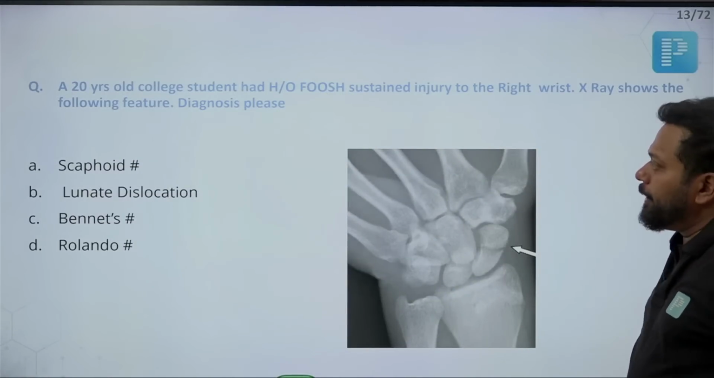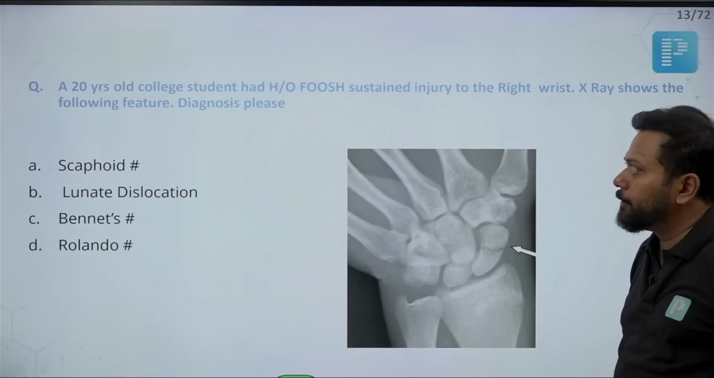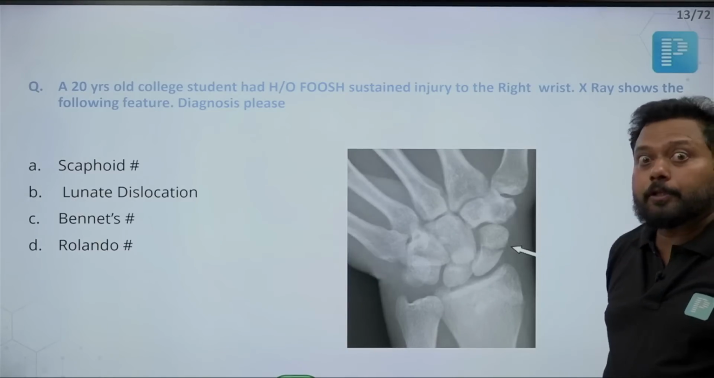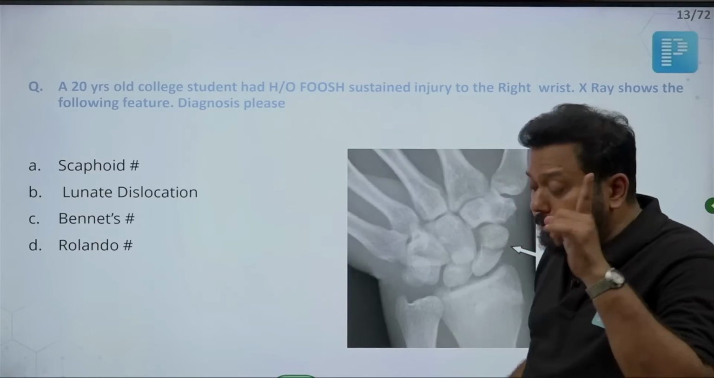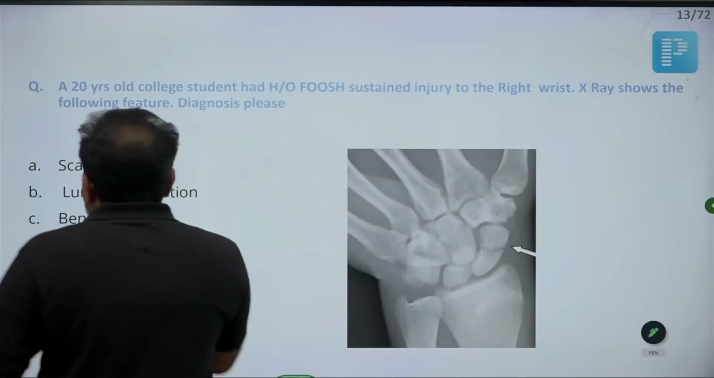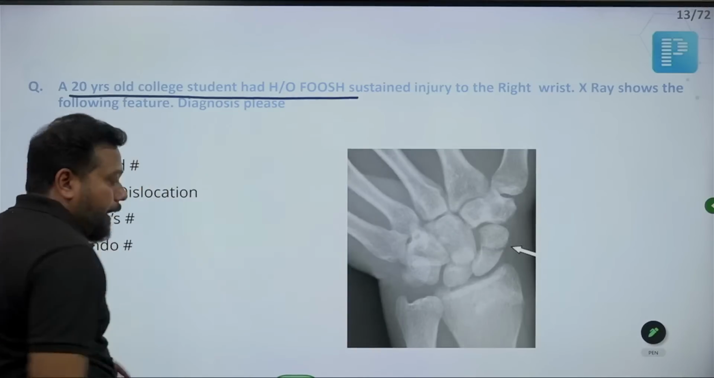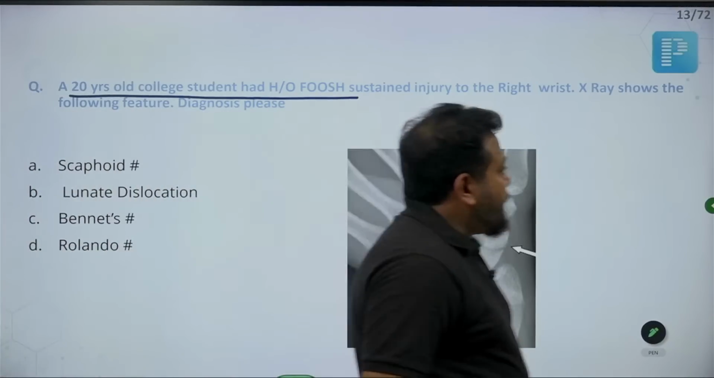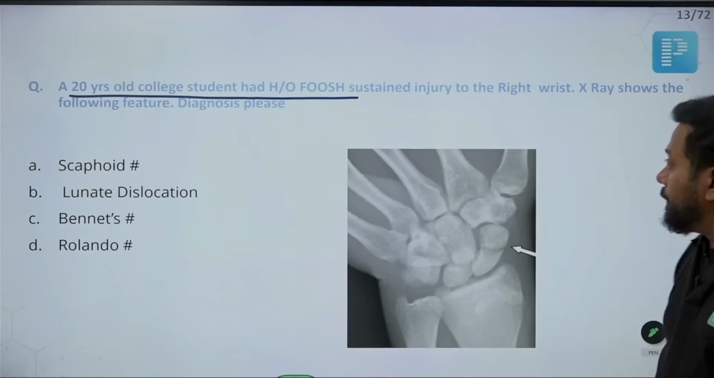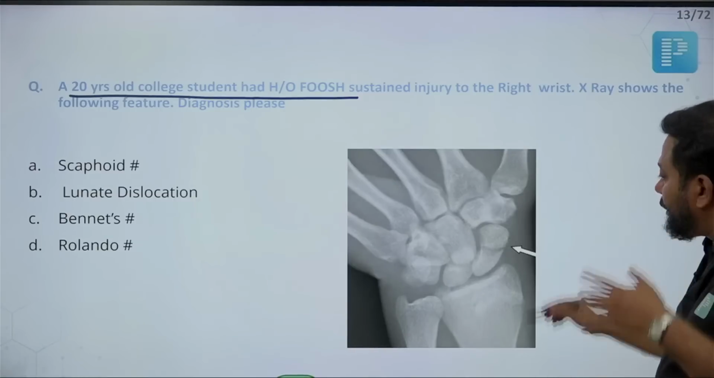A 20-year-old college student had a history of fall on outstretched hand. You look at the age group, you follow the age group, that's very important. He sustained injury to the right wrist. X-ray shows the following feature.